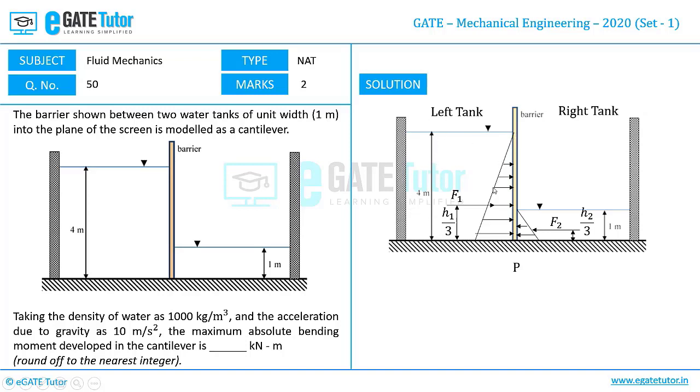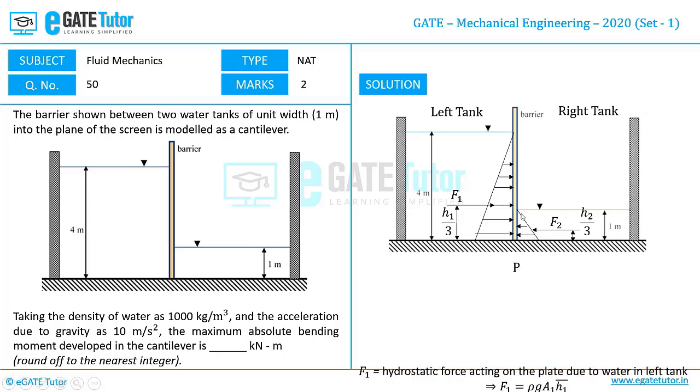Basically this is the pressure distribution from the free surface to the bottommost point in the water tank. This is linearly increasing because we all know that pressure is directly proportional to the height. So when height increases, pressure will increase. That is how you will get the linear distribution and pressure will be maximum at the bottom. Similarly, the same explanation holds good for the right tank. Here also the free surface is at 1 meter from the bottom of the tank, and here also the pressure varies in a linear way.